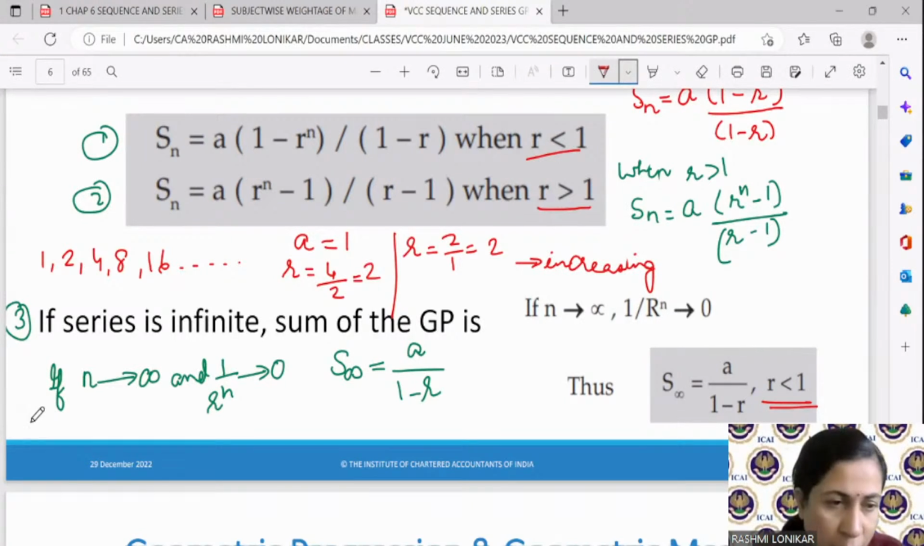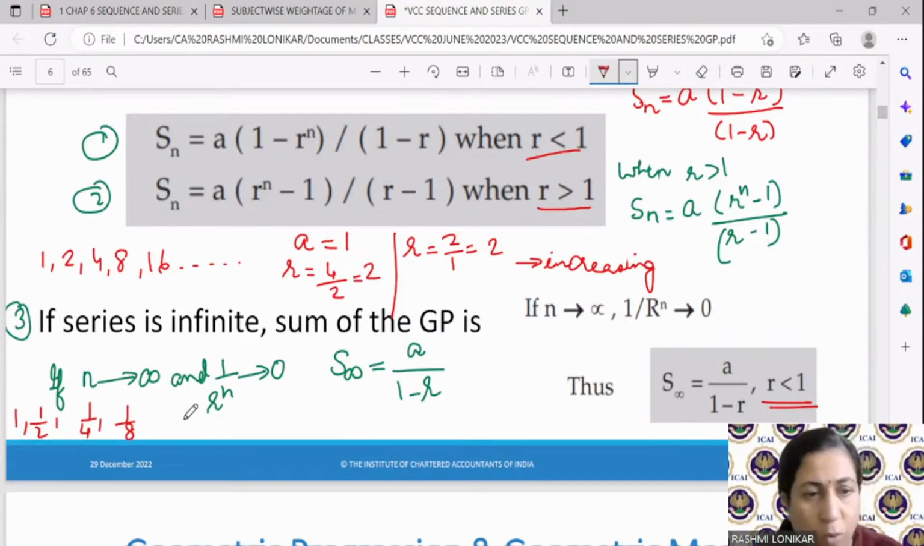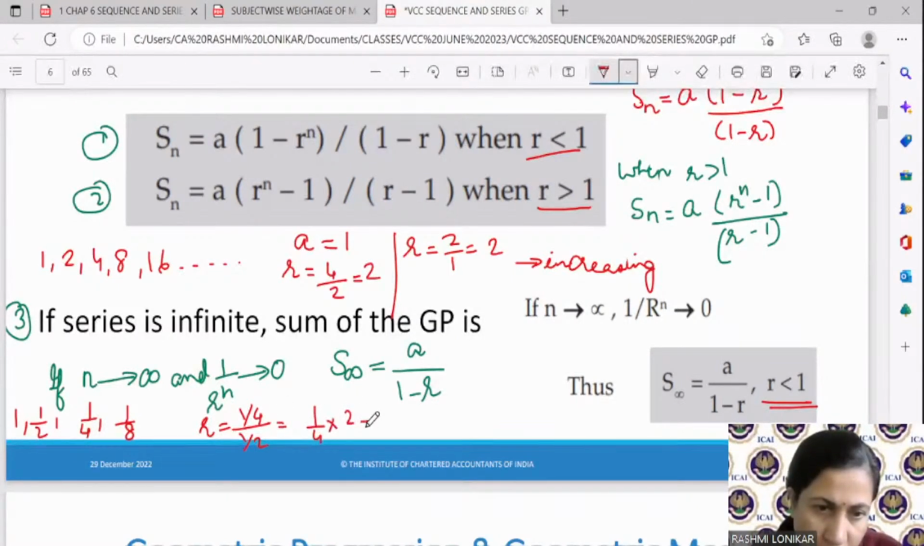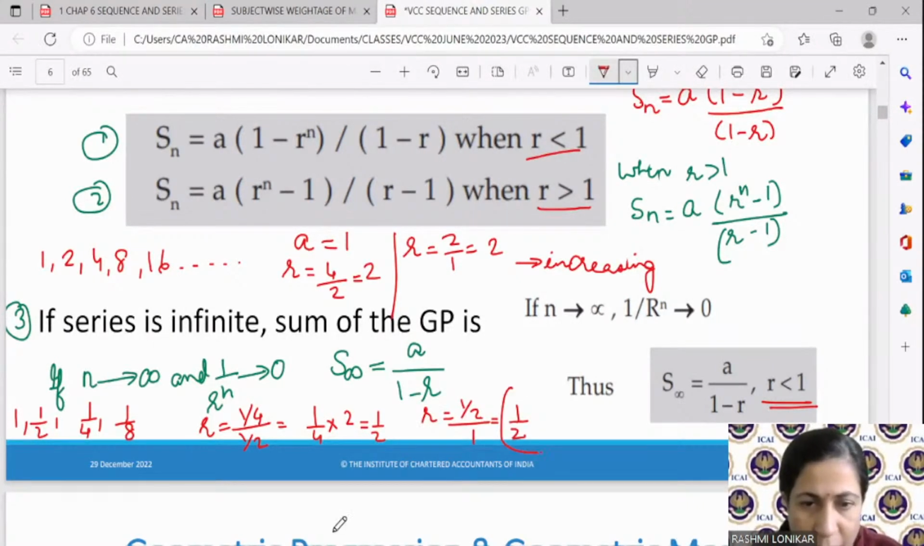But if I have 1, 1 upon 2, 1 upon 4, 1 upon 8. What is the ratio here? R is equal to third term upon second term. So 1 upon 4 into 2. So R is half. What about second term upon first term? This R is 1 half upon 1, which is equal to 1 half. So what is the value of R? R is equal to 1 half.